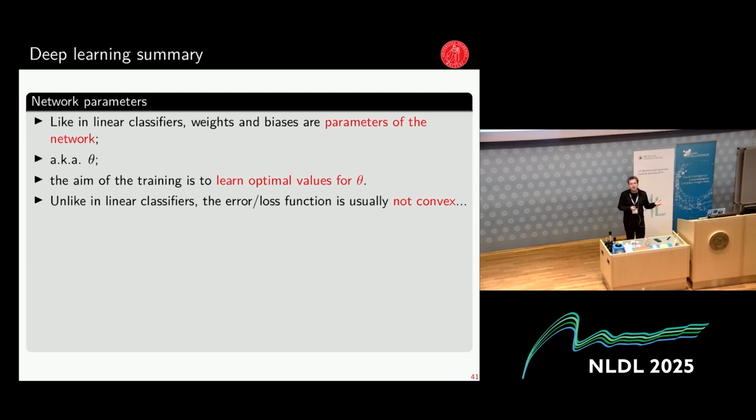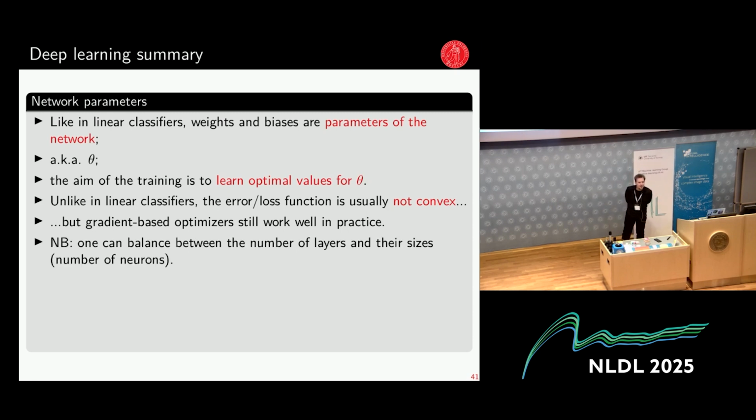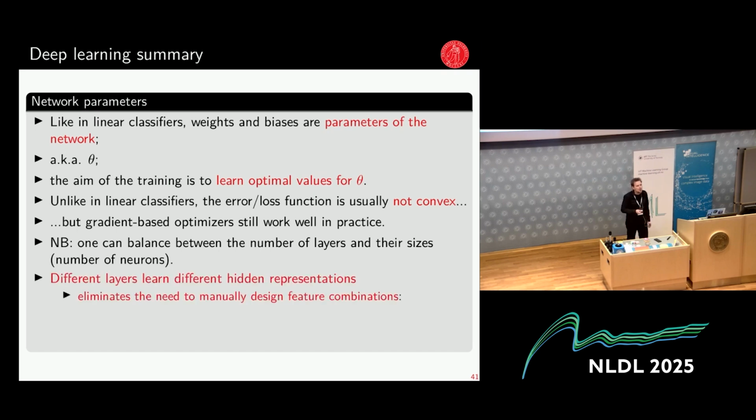Unlike the linear classifiers, in deep neural networks, the error function is usually not convex. But again, as I've said, gradient-based optimizers like stochastic gradient descent, ADAM, etc., still work well. So they're still being used to optimize deep neural networks. And yeah, of course, if you are training your own artificial neural network model, you can try to balance between the width and the depth of the network. So try to balance between the number of layers and the size of each layer. Right? So sometimes these decisions can be very crucial.